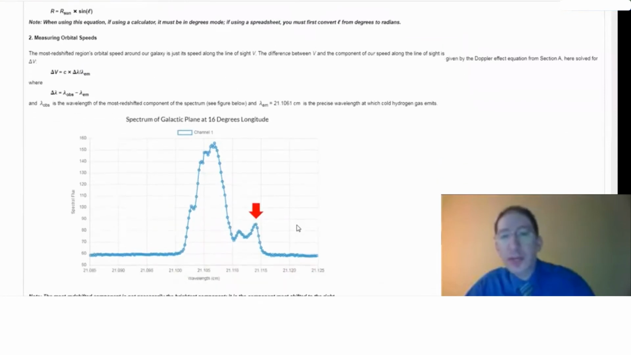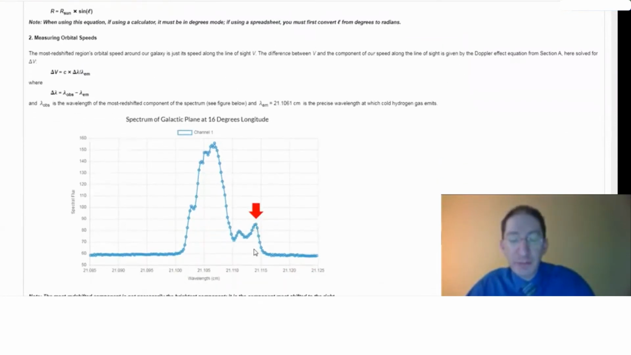Consequently, all you need to do is measure the wavelength of the most redshifted component. Here's another spectrum, and in this spectrum, the arms are not as cleanly separated as in the previous one. But all you need to do is to find the most redshifted peak. It's not necessarily the brightest peak. It's the one that's farthest to the right.